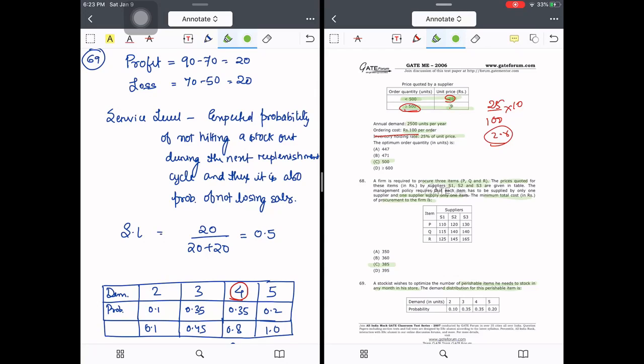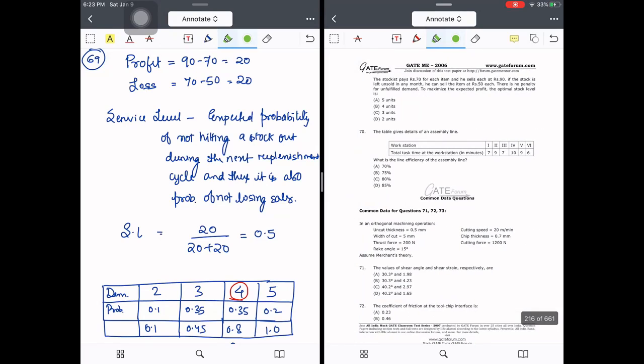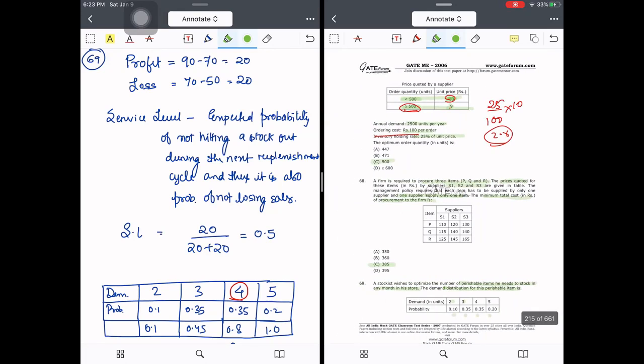With time its value degrades, because after 1 or 2 days or after a certain period it has no value, or we can call it a salvage value in industrial terms. Now the demand distribution is given here: demand 2, 3, 4, 5 units, and probability 0.1, 0.35, 0.35 and 0.2. The stockist pays 70 on each item and sells each at 90. If the stock is unsold, he has to sell it at 50, at a loss. There is no penalty for unfulfilled demand.